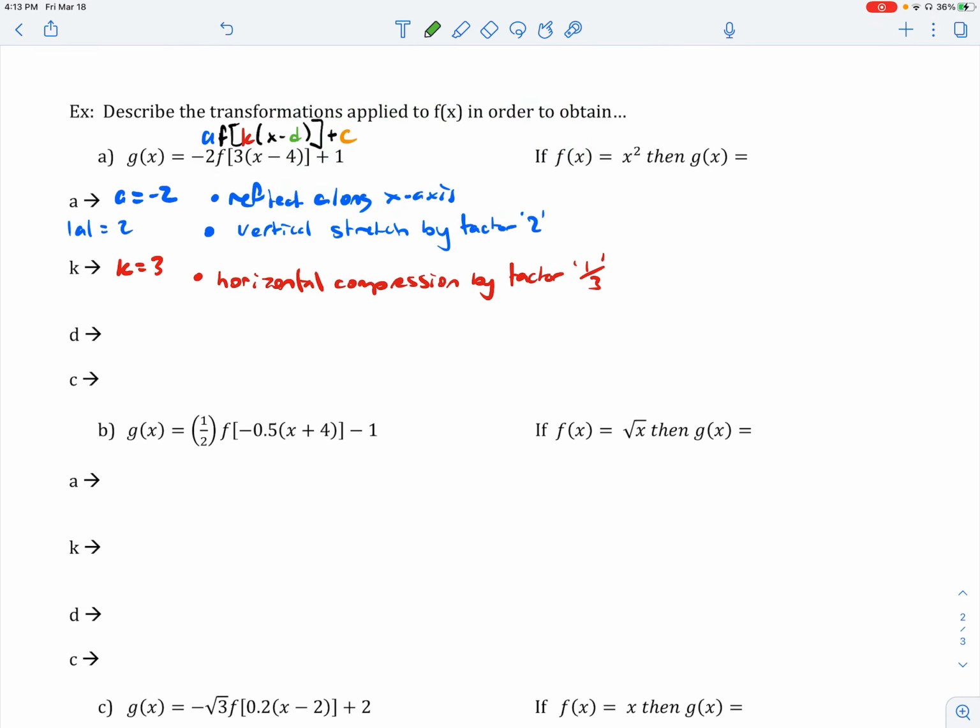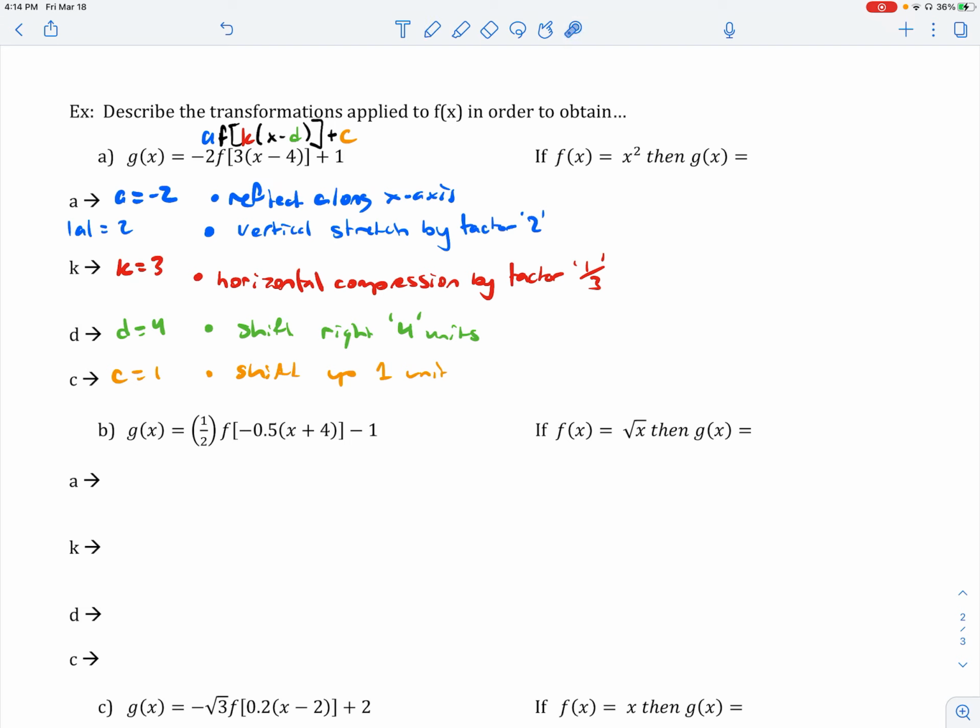Okay, D. So D is 4. We have x minus 4, so I know D is 4. That's easy, that just means it's going to shift right 4 units. And lastly, C is 1, so it's going to go up 1 unit. Okay, so that's all the transformations described in words.